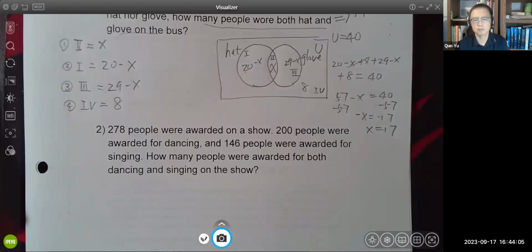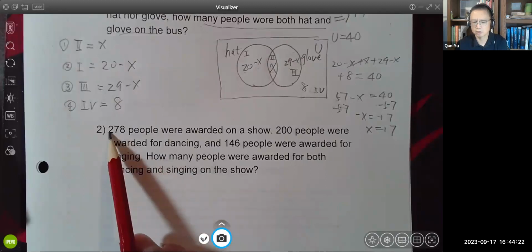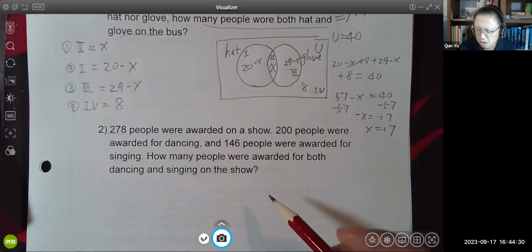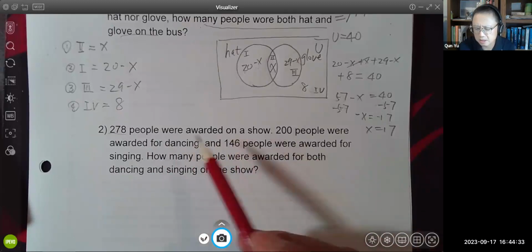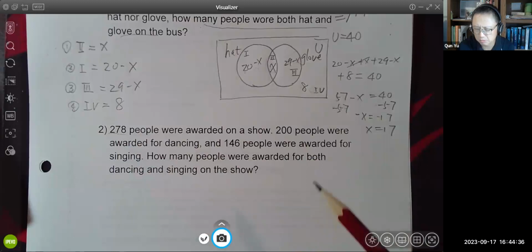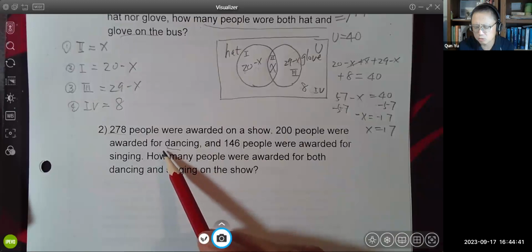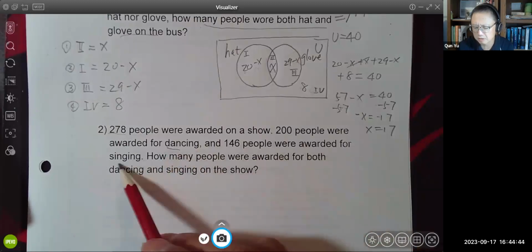278 people were awarded on the show. 200 people were awarded for dancing, and 146 people were awarded for singing. How many people were awarded for both dancing and singing on the show? First of all, this 278 people represent those that were awarded. So first, identify what splits all of these people into different groups. Apparently, it's 2 different categories. One group of people were awarded for dancing, the other one for singing, right?